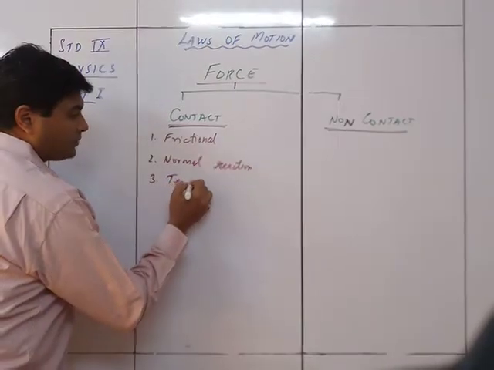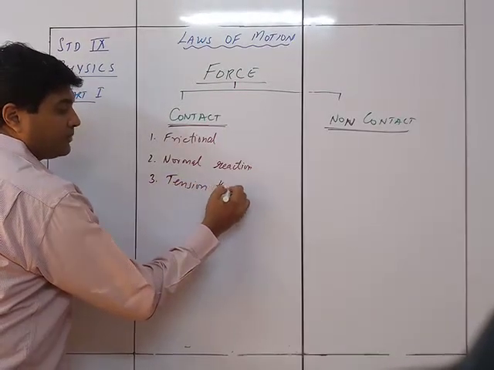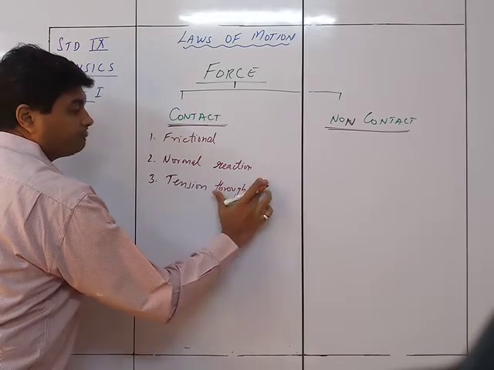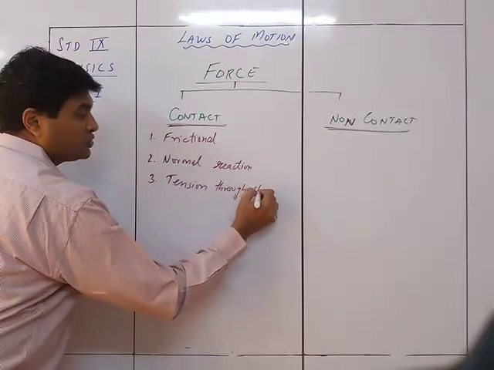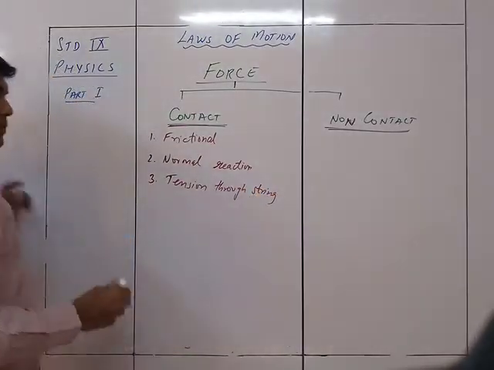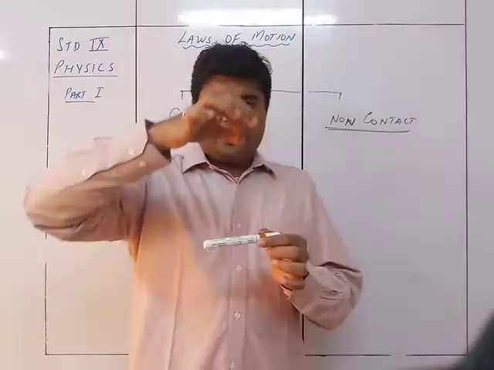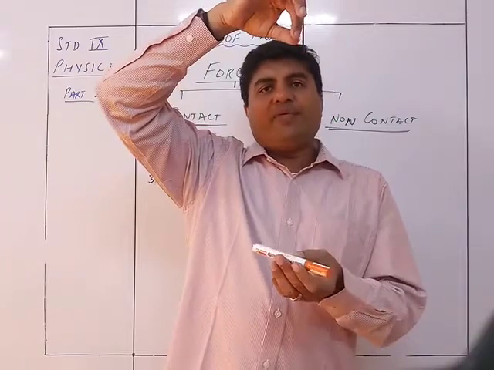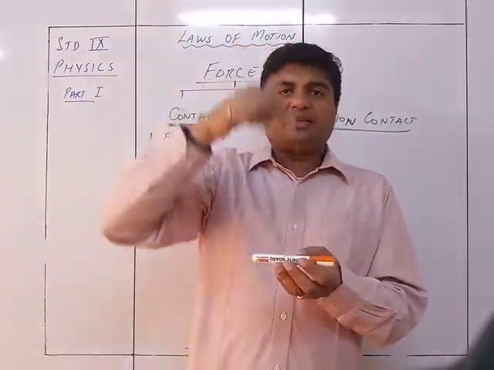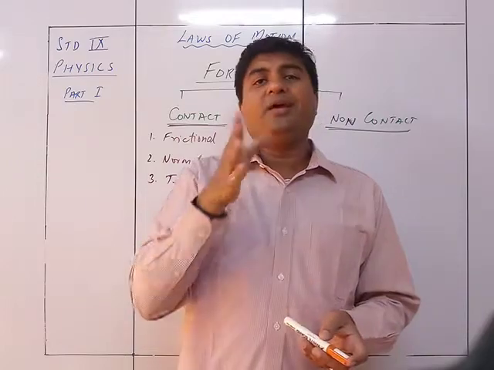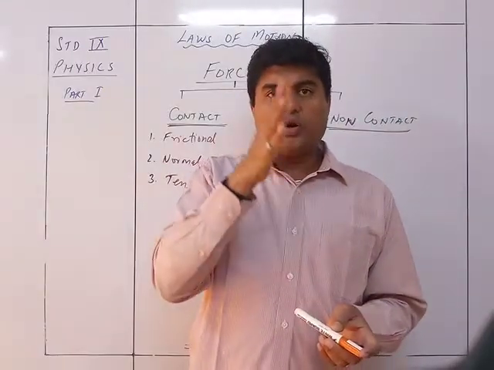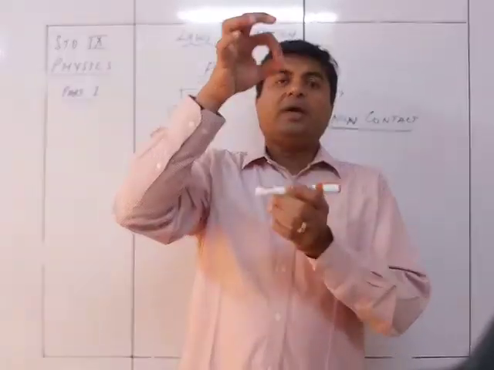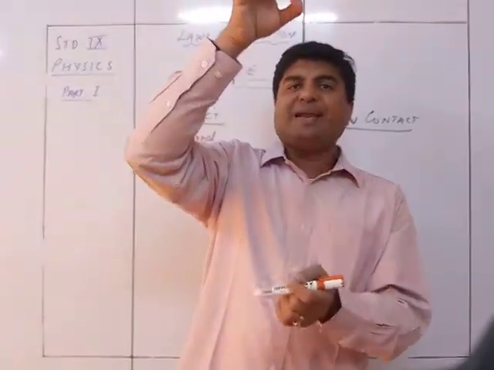So tension through string. Now, suppose I tie something and hold it. Okay, I tie something and hold this over here. Will you ever find that when I hold it over here, the thread which I am using is going to be very loose, okay, or it will not be straight? No. You will always find, whatever I hang it to, it makes the string completely straight.